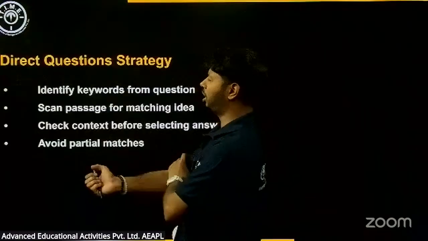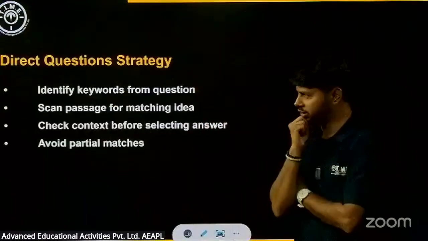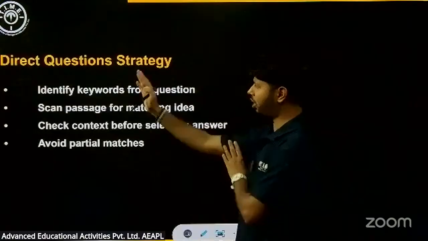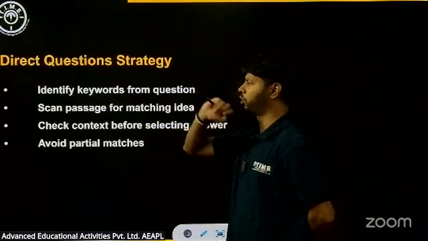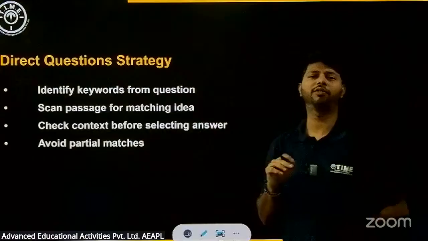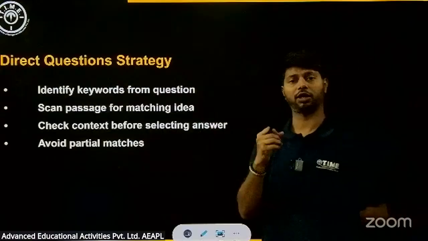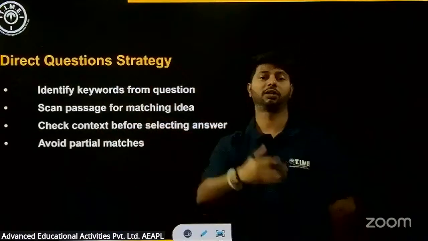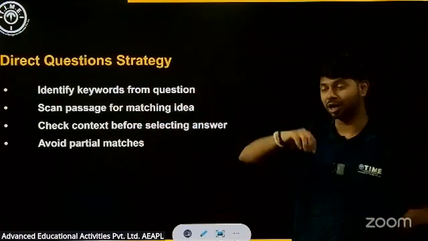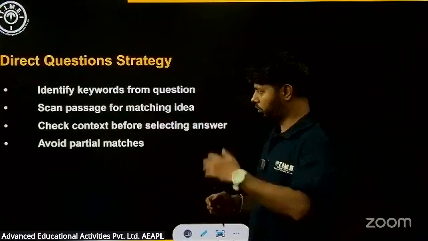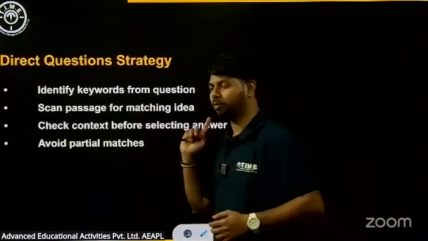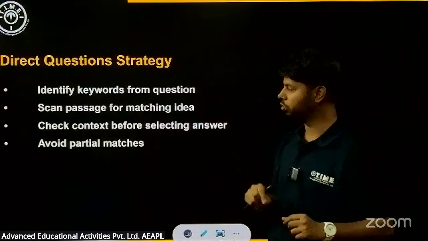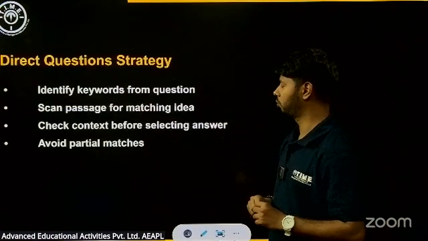Let's take a look at how to strategically approach these different types of questions. When it comes to strategy, for direct questions, identify the keywords. You need to check out the keywords from the question. Scan the passage for matching ideas. Through the exoskeleton, now I know where to go and look. So I'm just going to scan for where the matching similar ideas are. Then I'm going to check what I need to check.